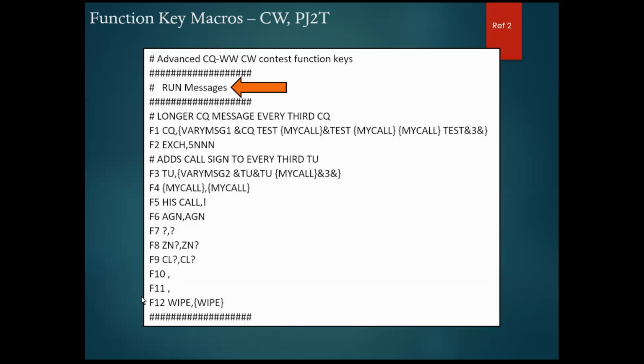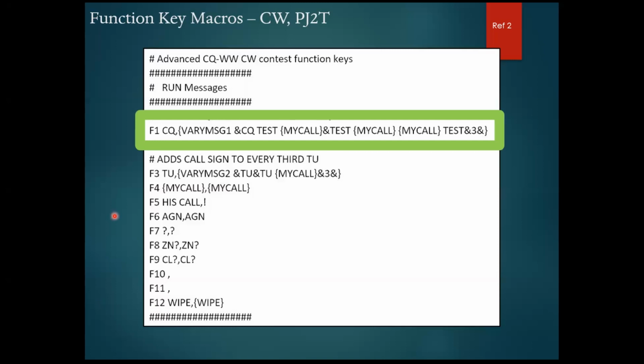These are the run messages that are in here, and there are 12 of them, and there are also 12 search and pounce messages. We'll talk about accessing them in a minute. But in these particular ones, if you look, this is kind of an interesting thing, vary message. That's actually the macro. And then you got to identify it. The common mistake is to not use a 1 there and not put an and at the end.